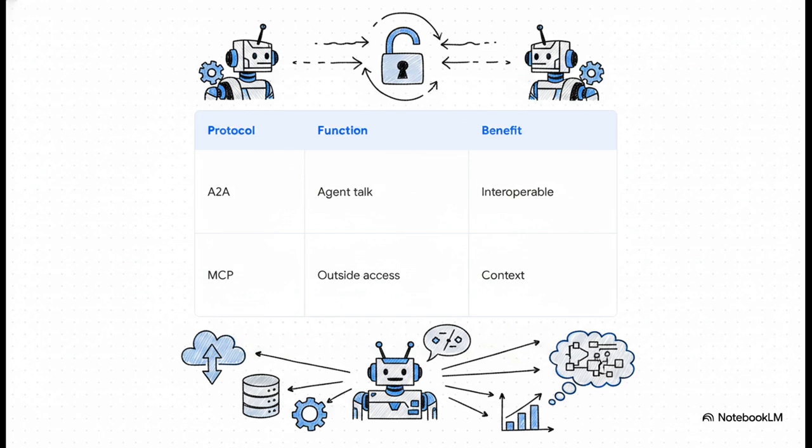Then we have MCP, the Model Context Protocol. While A2A is for agents talking to other agents, MCP is for agents reaching out into the real world. It allows an AI to securely grab data from external APIs, live web searches, or proprietary business documents dynamically, giving the agent the exact real-time context it needs to actually solve your problem.